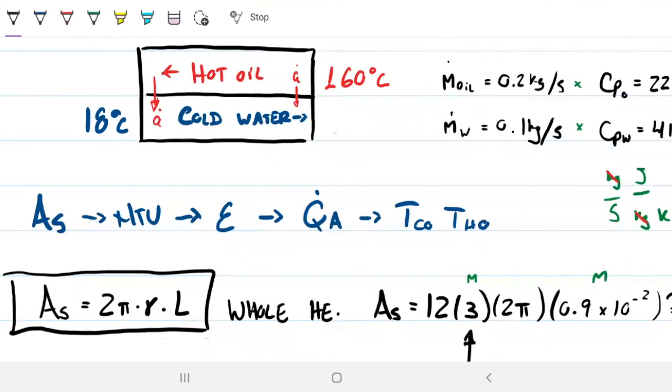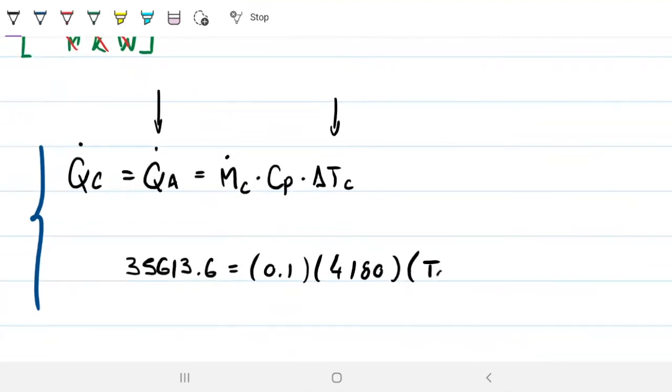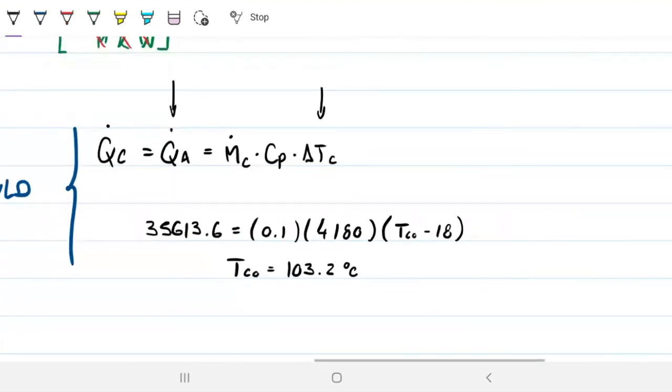So that means my delta T on the cold is going to be my T cold out minus my T cold in. So my T cold out minus 18. Okay, and the only unknown is T cold out. T cold out happens to be about 103.2. Okay, that's one way to do it.